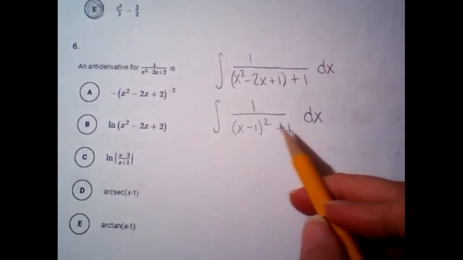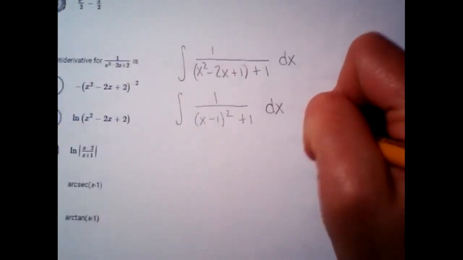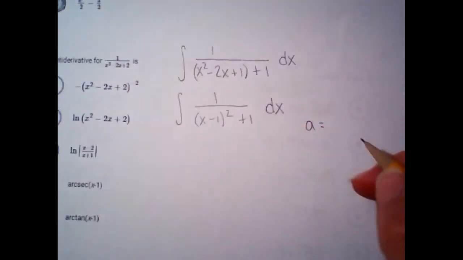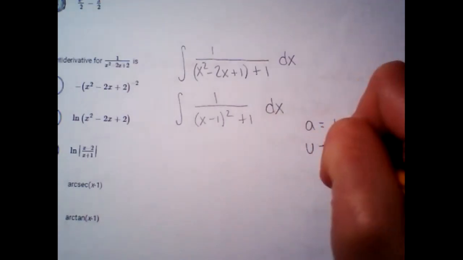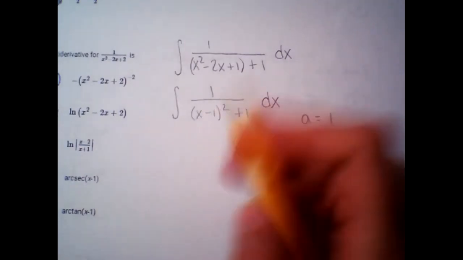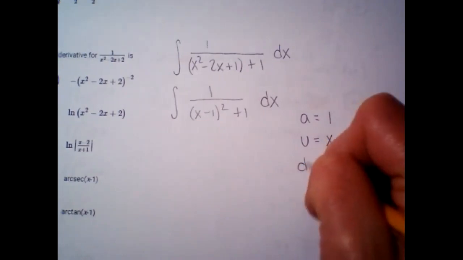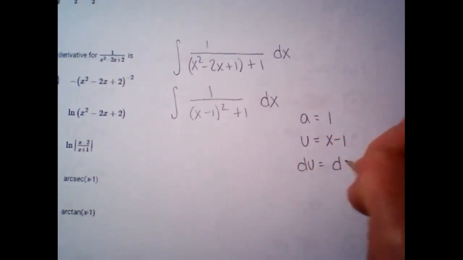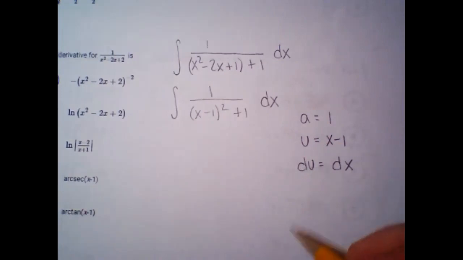And then this will now follow your pattern for arctangent. So A is always a value, so that would just be 1. And U is always taking the place of the variable, so that would be this part, the x minus 1. And the derivative of x minus 1 is just 1 dx, so we don't have to make any kind of an adjustment there.